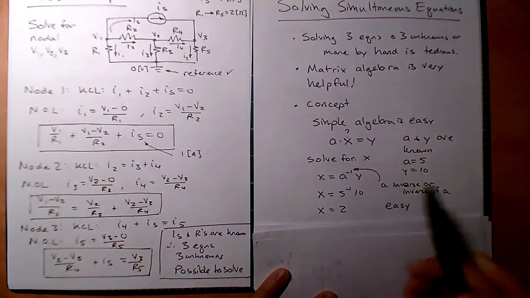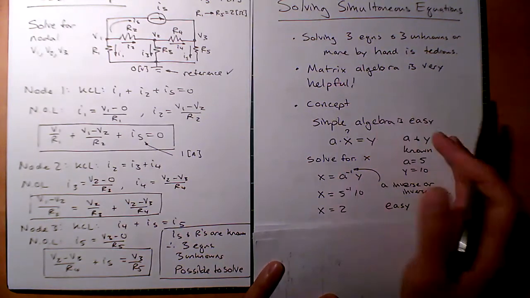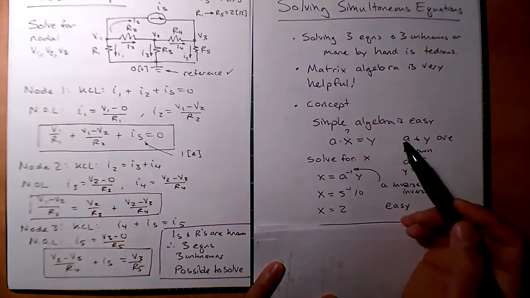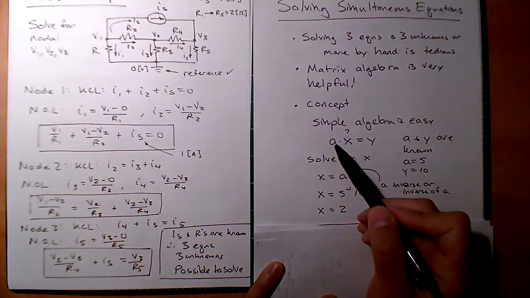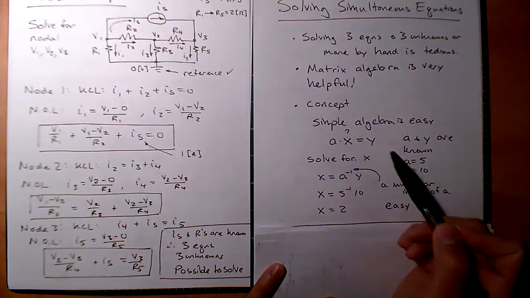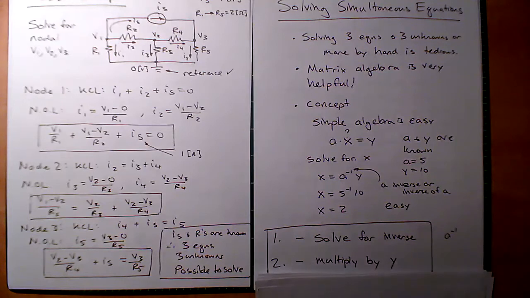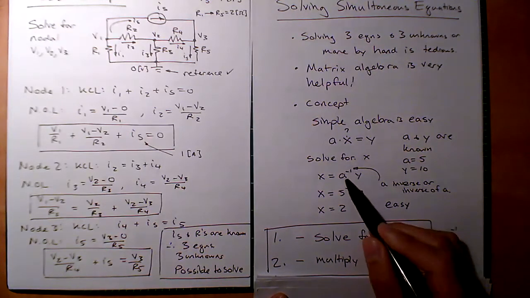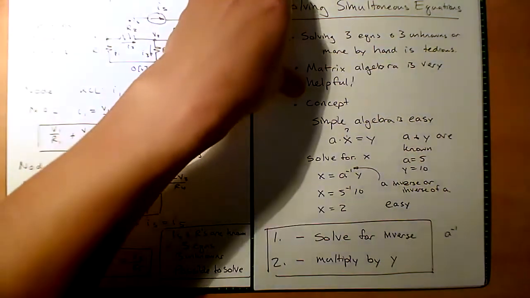So that's pretty easy. That is basically the concept of this whole linear algebra technique. The complication is, how do I set it up? How do I set up this A matrix, this X matrix, this Y matrix? And I'll show you in the next few steps. Okay, but here's the idea. Solve for the A inverse, multiply by Y. That's all we're doing here, okay?